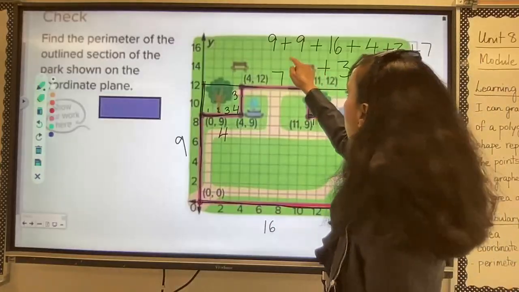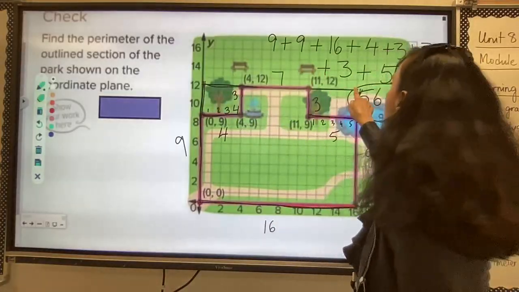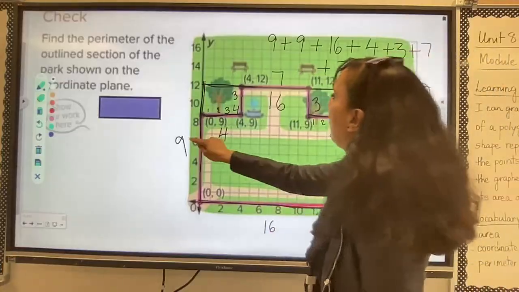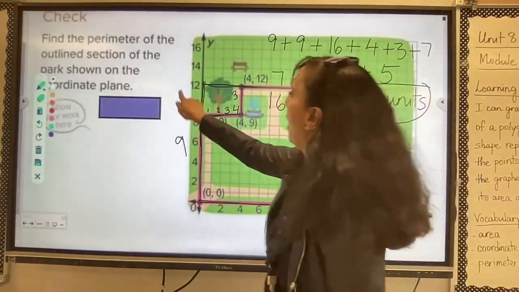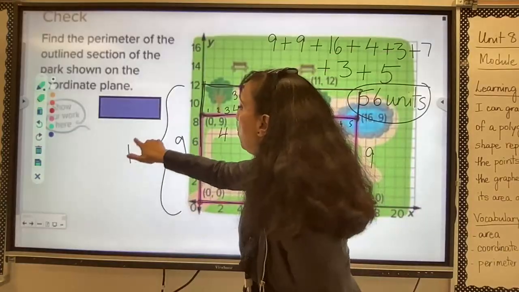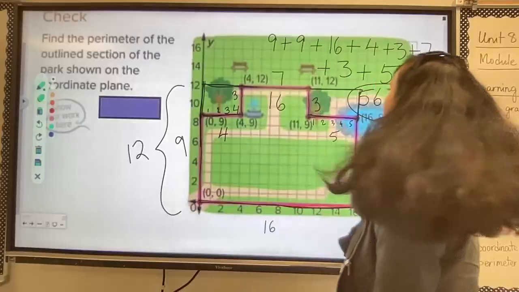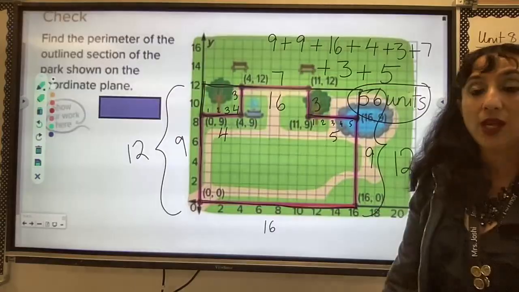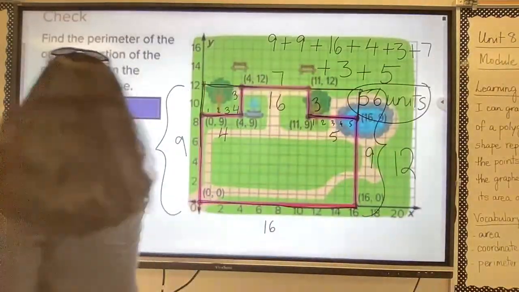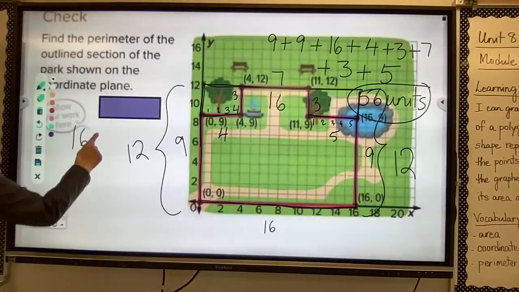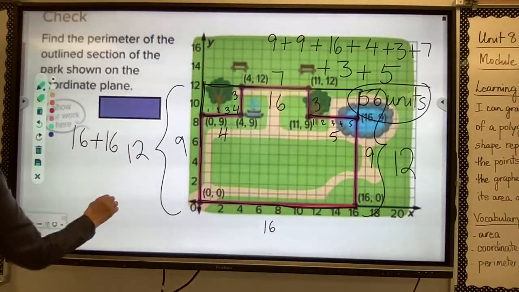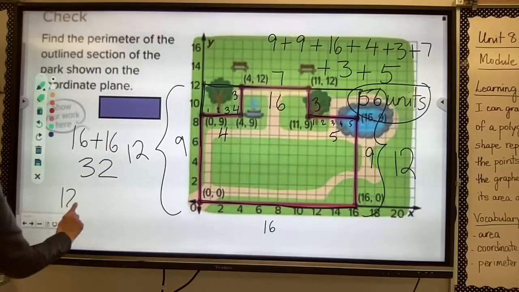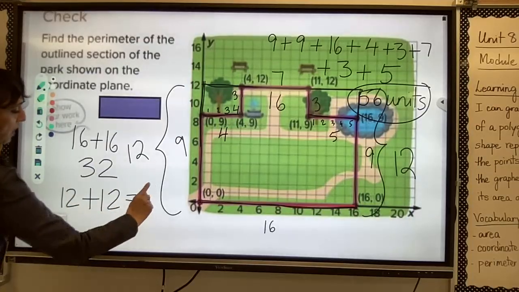So I could have also done this. If this is 16, this whole thing on the top is how much? This is 16. Okay? And then if I have 9 and I have 3, how much is this whole thing? This is 12. So if this is 12, how much is this whole part? This is also 12. Now I have 16 plus 16, which gives me 32. And then I have 12 plus 12, which gives me 24.